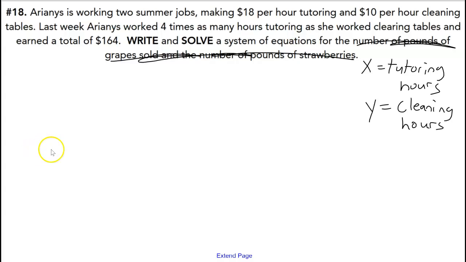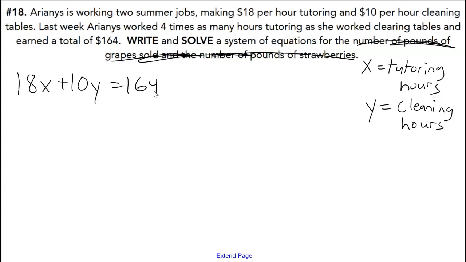And I went ahead and made variables. X for tutoring hours and Y for cleaning hours. Okay. So first I'm going to do the money. So it's $18 for every tutoring hour and $10 for every cleaning hour, or clearing tables, or however you want to do it. So cleaning hours is $10 for each hour, and it equals $164.